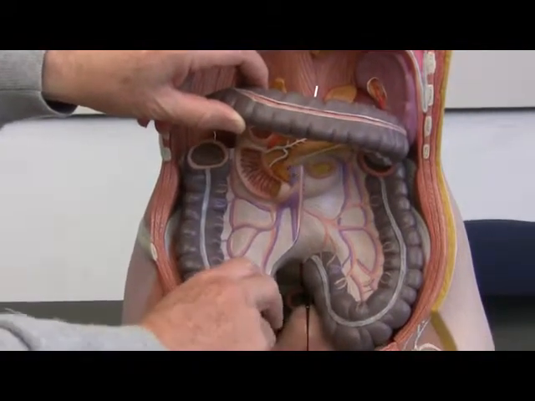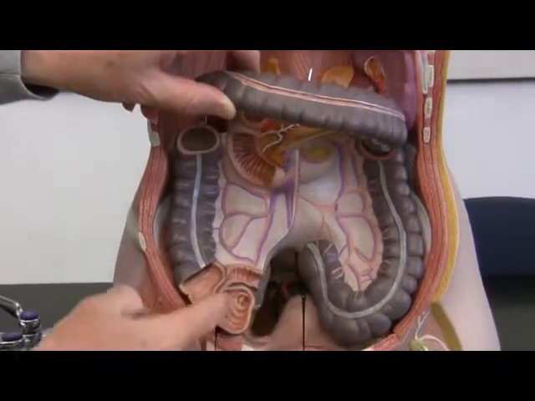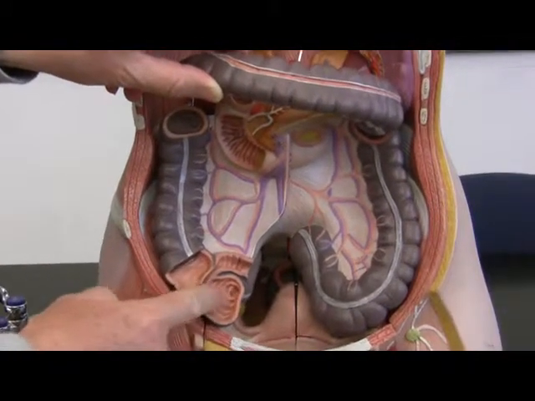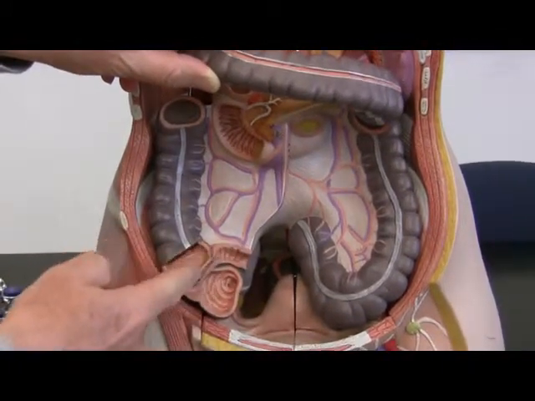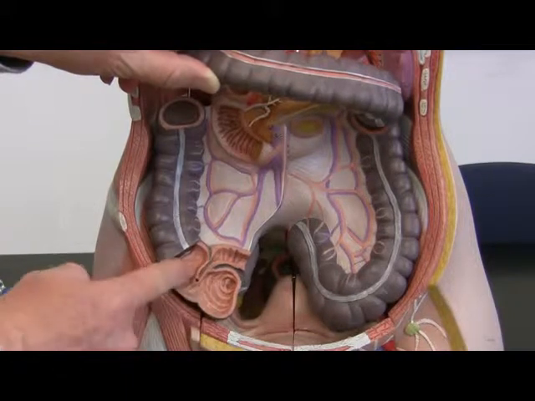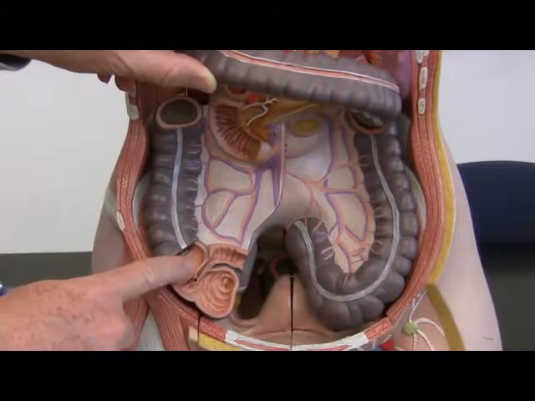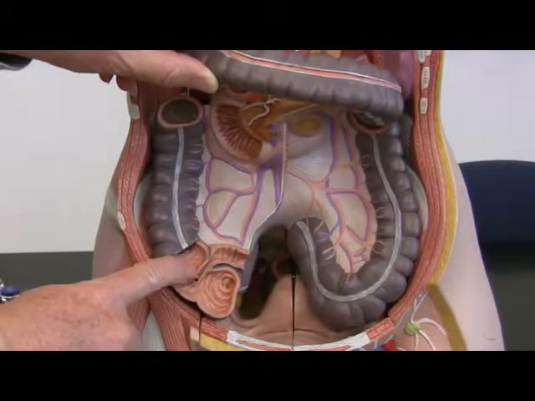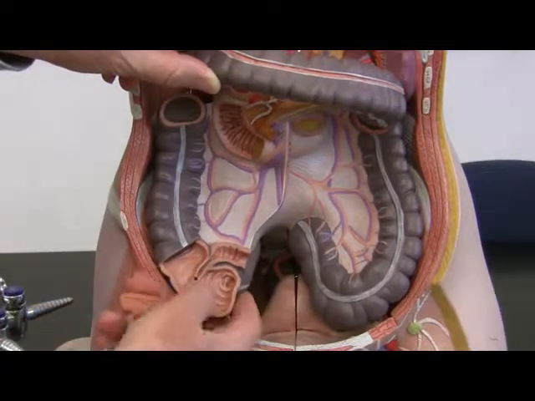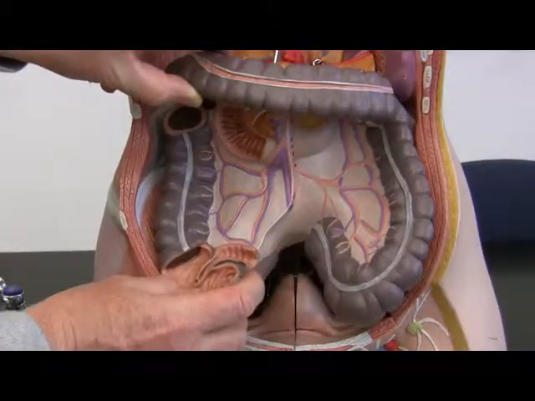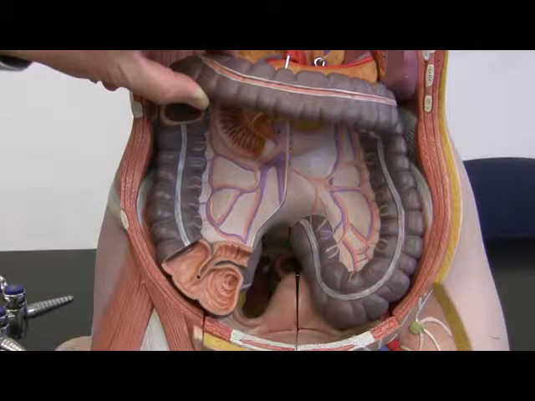This is called the cecum. So the cecum is this pouch, and we notice that the ileum is going to put its contents into the cecum through this valve, and this valve is called the ileocecal valve. Notice that the cecum is also going to be connected to this portion, and that's the appendix.